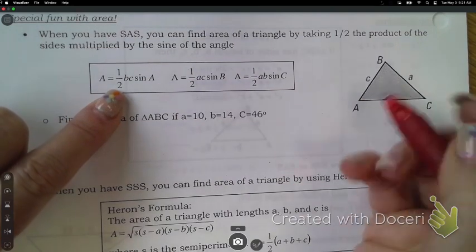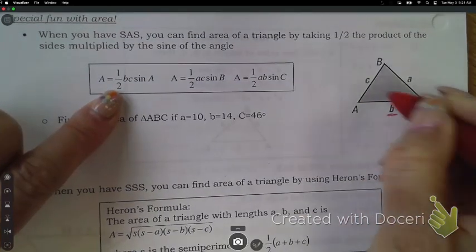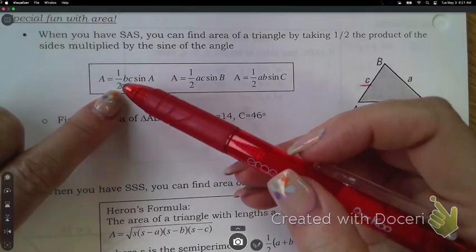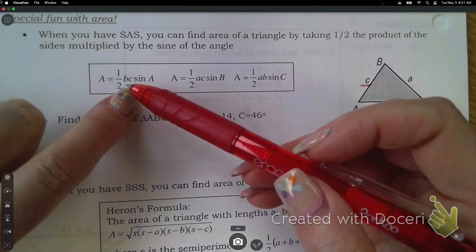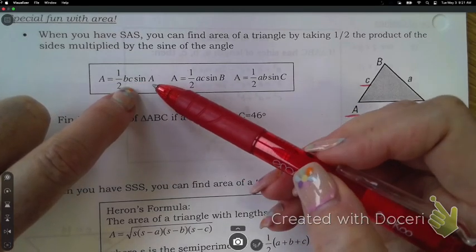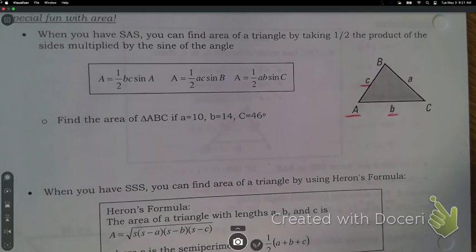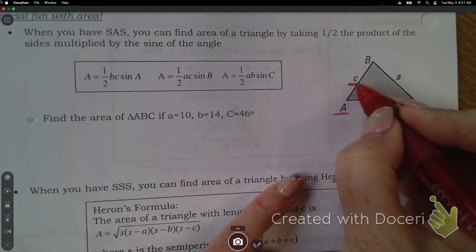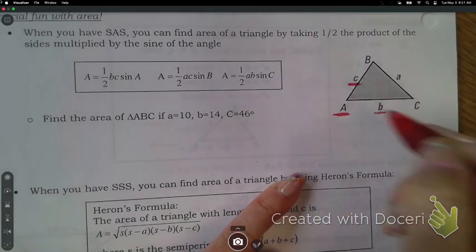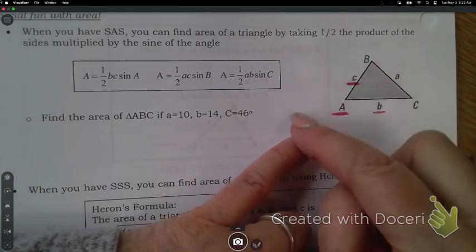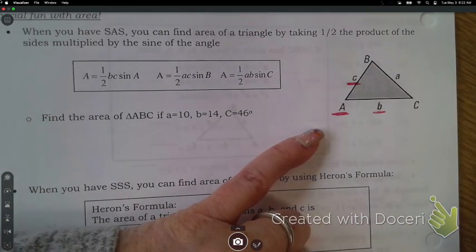So it's 1/2 times the two sides and the included angle. Then it would be 1/2 AB sine of C, or 1/2 AC sine of B. So it has to be the two sides that make up the angle. If you were given those things, then you can use this.